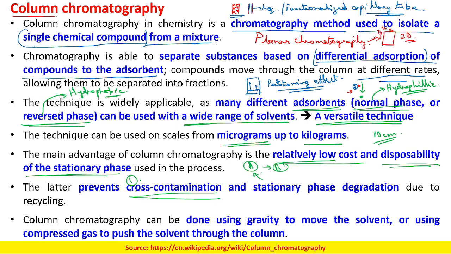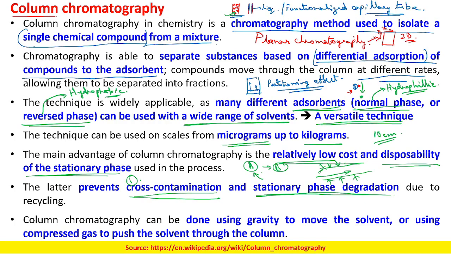The second thing is the stationary phase degradation. You must have seen the rivers. Suppose these are the coastlines of the rivers. When the river flows, with time these coastlines degrade. Even though they are solid, they start degrading. The same phenomenon happens in column chromatography. Within the columns, you have solid materials which are basically regarded as the stationary phase.